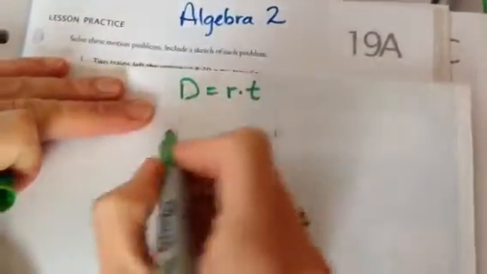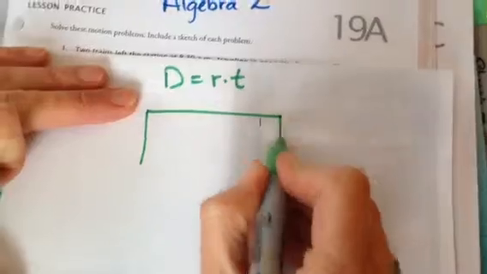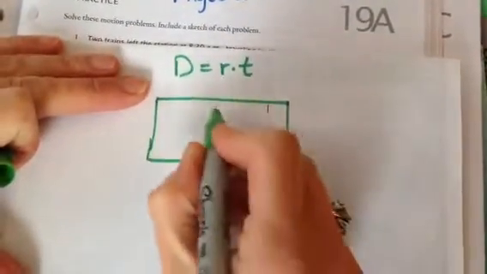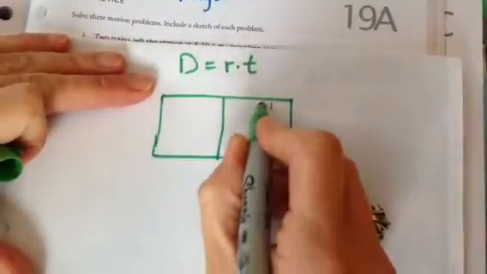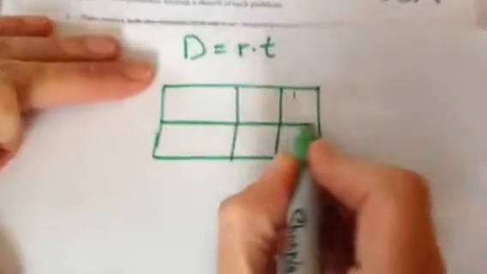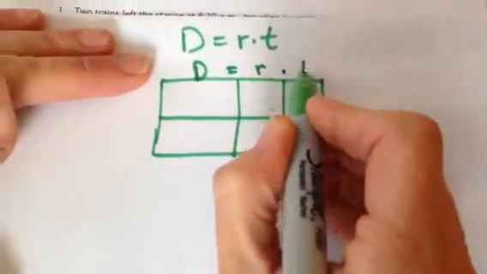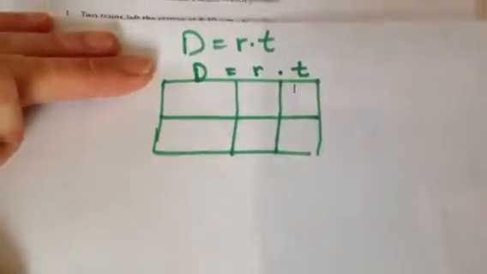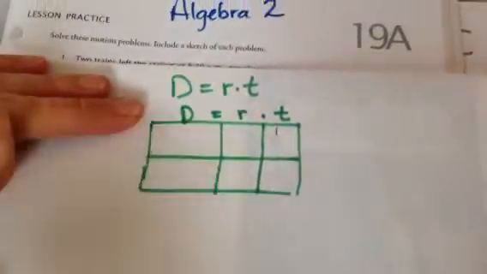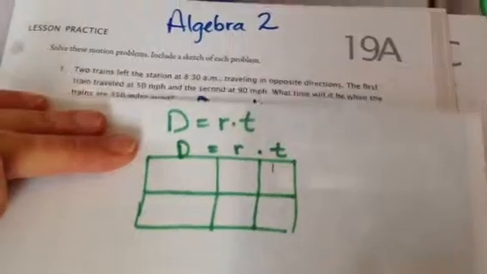And for every one of these problems, I want you to set up one of these little charts that look like this. I make this one just a little bit bigger. Remember, distance equals rate times time. It should look something like that because we're always going to have two scenarios. So let's look at this first problem.